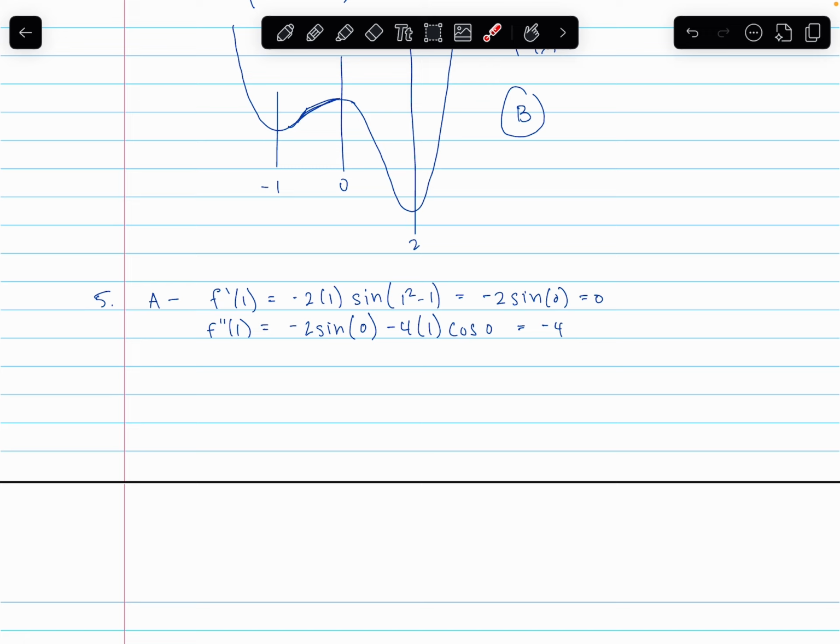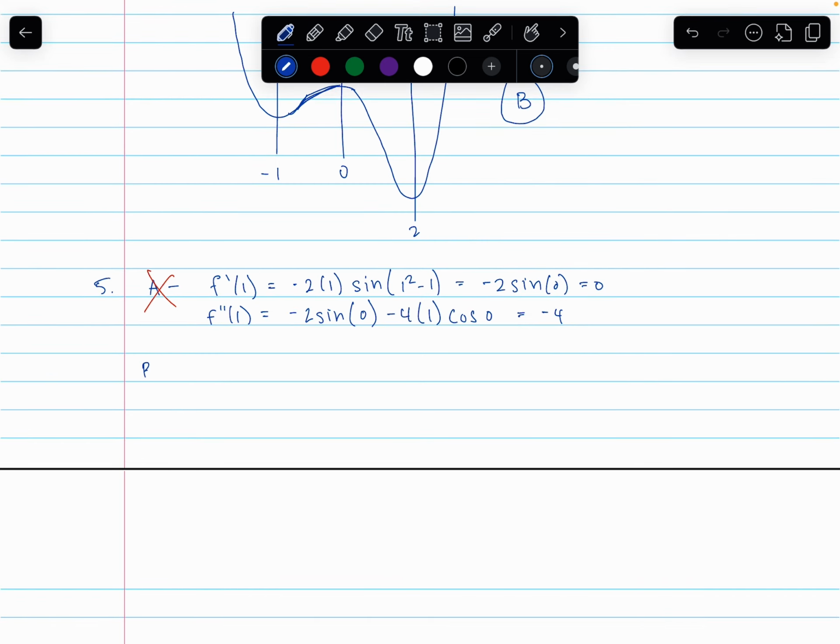And so this is a critical point, but the second derivative is negative, meaning concave down, and the critical point would therefore be a maximum. But it says the second derivative test cannot be used to conclude that x equals 1 is the location of a relative minimum or maximum. So this is not the right answer, because it can be used.